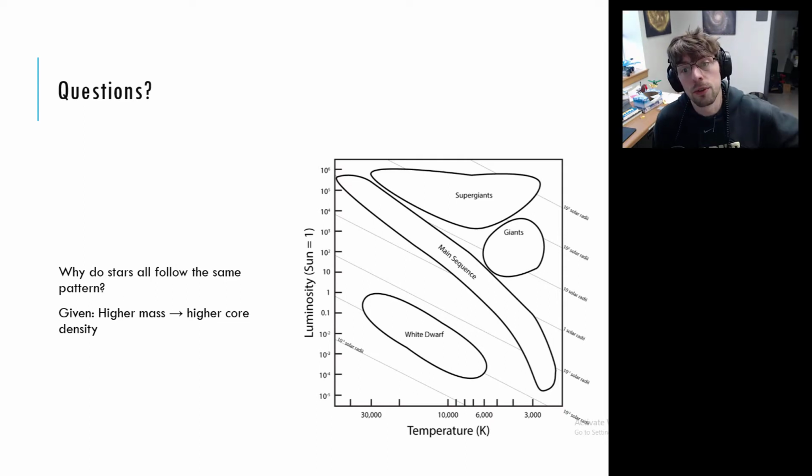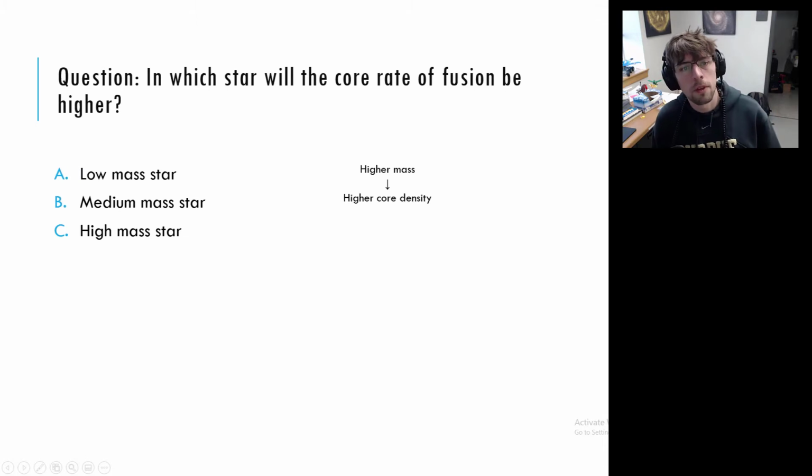Now I'm going to lead you through just a series of questions. Okay? Realize you have all of the information to tell me why stars fall on the main sequence. Okay? Here we go. Question 1. Given that a higher mass star has a higher core density, let me ask you this. In which star will the rate of fusion be higher? A low mass, a medium mass, or a high mass star? Take a minute. Go ahead and think about that.